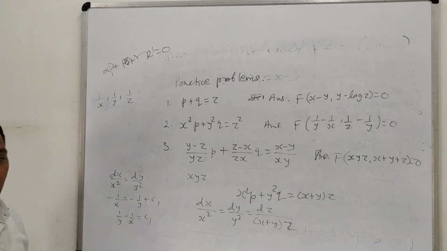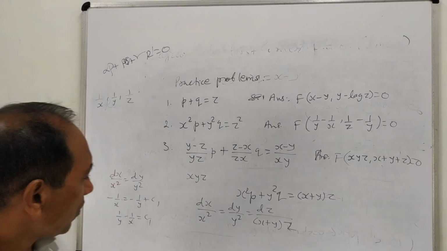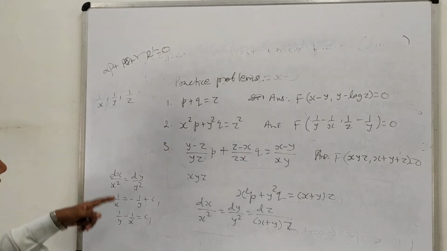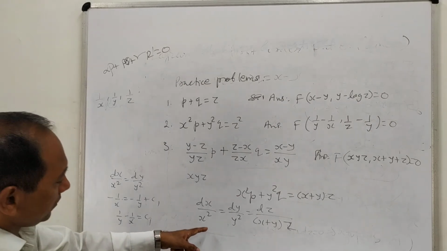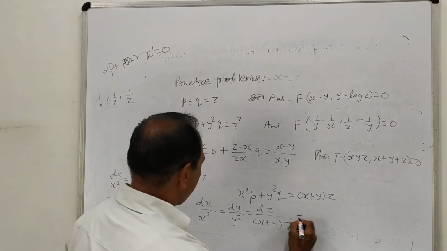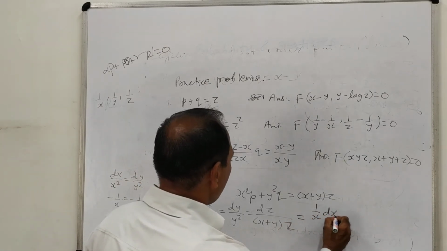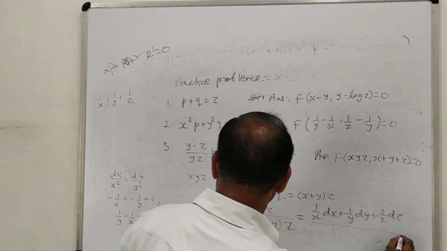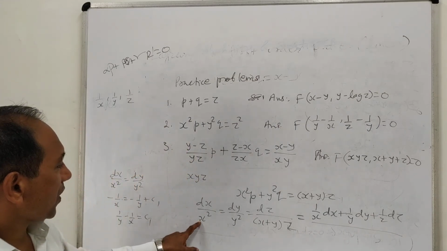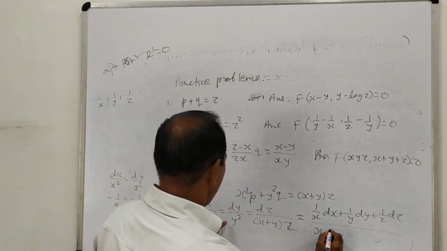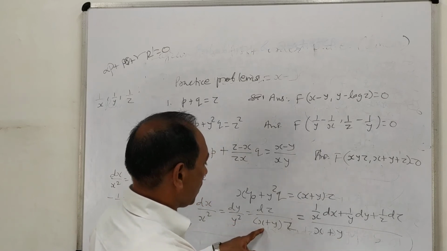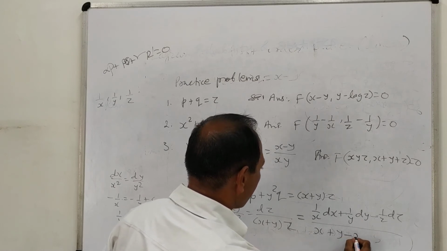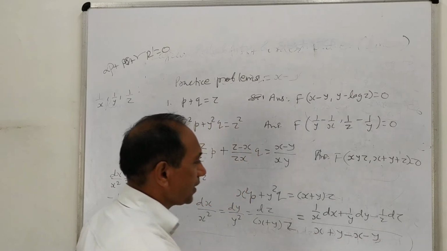After observing for half a minute or 1 minute, you can identify the multipliers directly by using which you can get denominator 0. So each fraction equals 1 upon x dx plus 1 upon y dy plus 1 upon z dz. By taking this, here you will have 1 upon x into x square means x, 1 upon y into y square means y, and 1 upon z into x plus y plus z means x plus y. So here we will have to use minus 1 upon z, that means minus x minus y. So this will become 0, you can see easily.